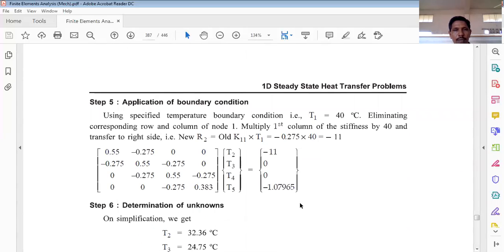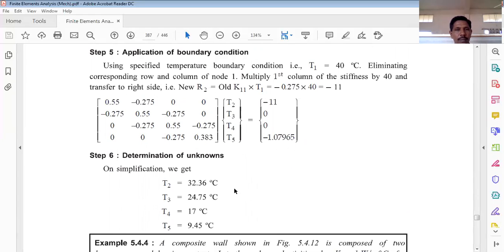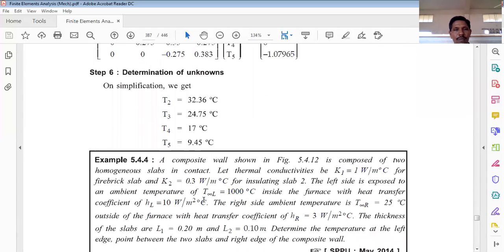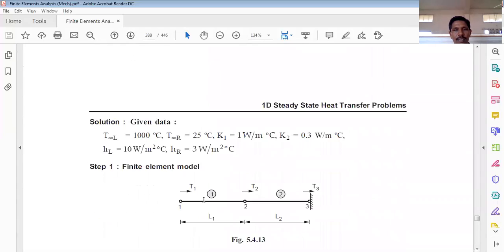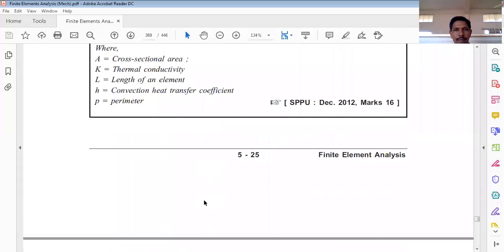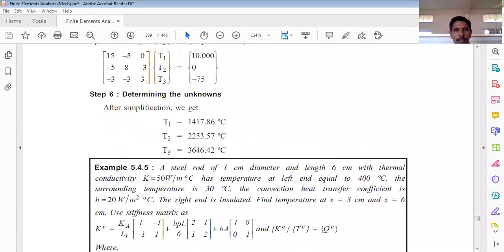Next, we have to simplify a 4 by 4 matrix. It may not be possible to solve the 4 by 4 matrix in a simple calculator, so this needs to be solved manually. The temperatures we got are T2 as 32.36 degrees centigrade, T3 as 24.75 degrees centigrade, T4 as 17 degrees, and T5 as 9.45 degrees centigrade. Similar to this, other problems related to conduction and convection may be solved. I'm going to continue with the fins in the next video lecture.